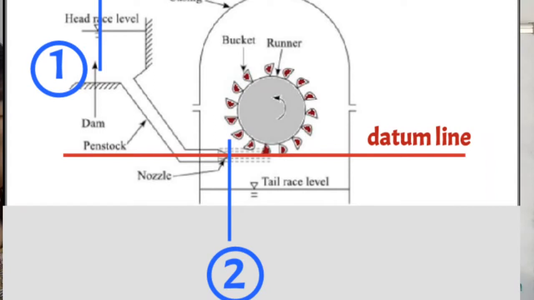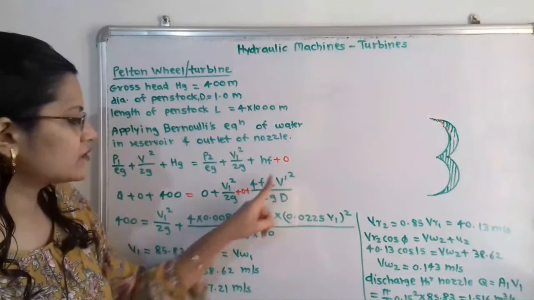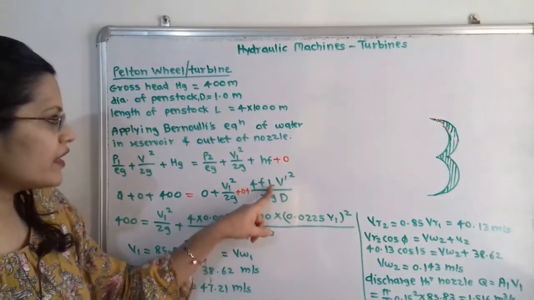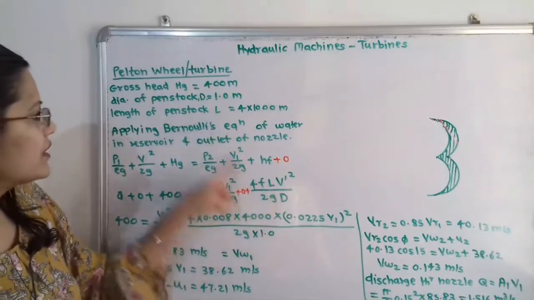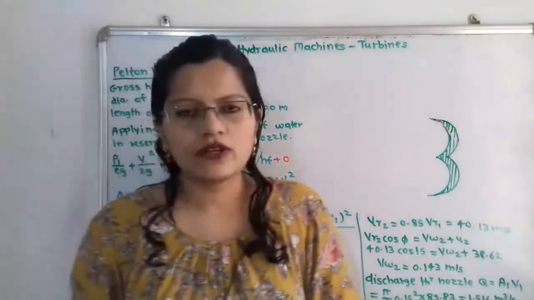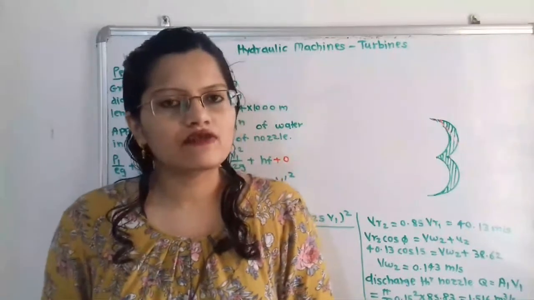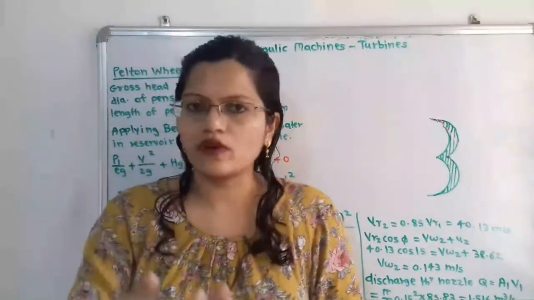Then kinetic head V1 square by 2g plus datum head. The datum line is passing through the center of the nozzle, so it is again 0, plus loss of head due to friction. We have already calculated the loss of head due to friction, that is 4FL V dash square by 2GD, where L is the length of penstock, D is the diameter of penstock, and V dash is the velocity of water in the penstock. Earlier we calculated this velocity V dash in terms of V1.